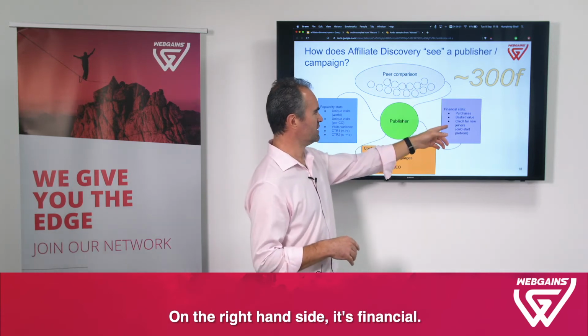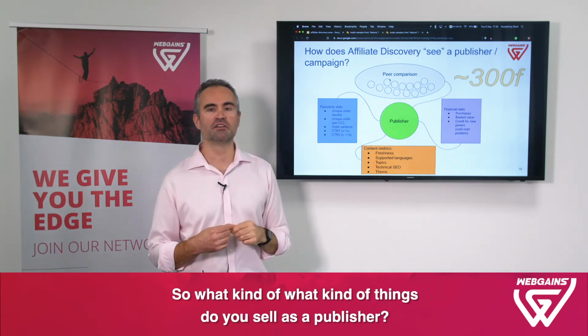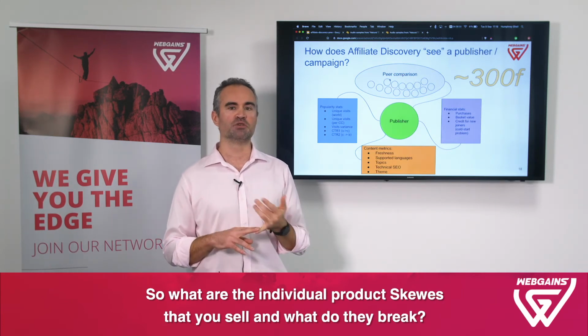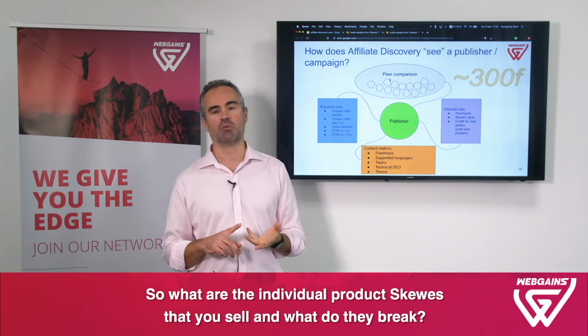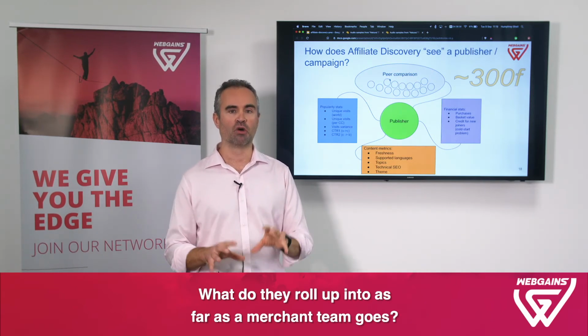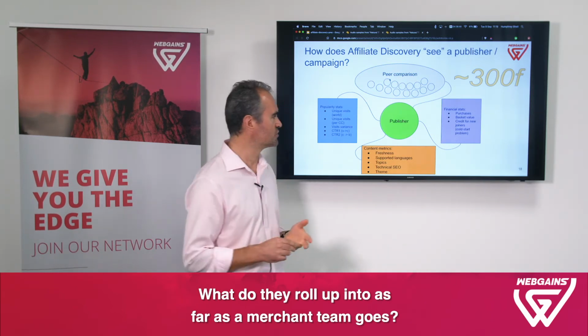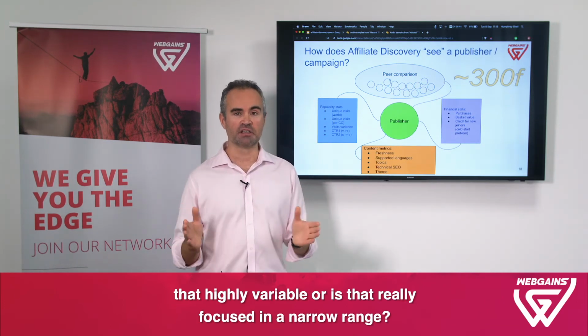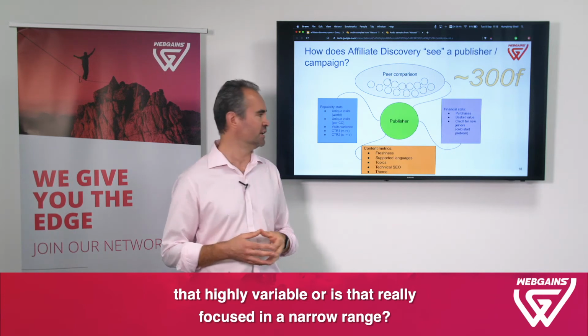On the right-hand side, it's financial. So what kind of things do you sell as a publisher? What are the individual product SKUs that you sell? What do they roll up into as far as a merchant theme goes? What's the average basket value? And is that highly variable or is that really focused in a narrow range?